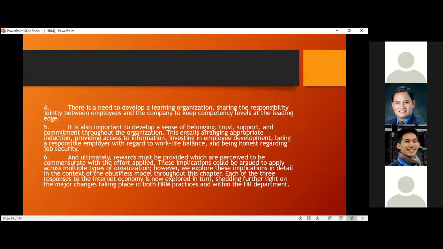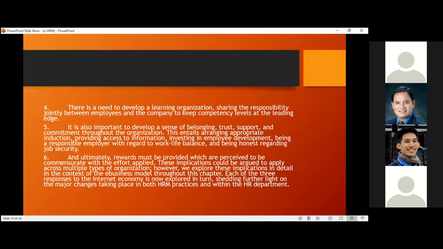Fifth, it is also important to develop a sense of belonging, trust, support, and commitment throughout the organization. This entails arranging appropriate induction, providing access to information, investing in employee development, being a responsible employer with regard to work-life balance, and being honest regarding job security. And sixth, ultimately, rewards must be provided which are perceived to be commensurate with the effort applied.